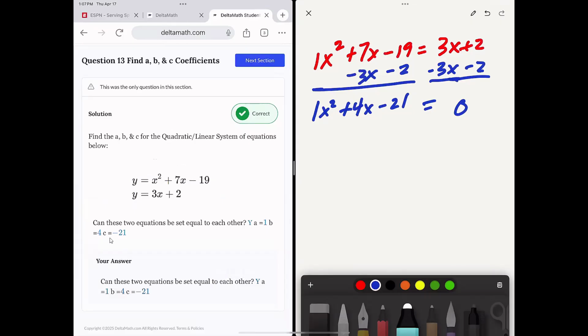All right, so again, in order to find the A, B, and C, the equation has to be equal to 0. If it's not equal to 0, you need to set it equal to 0. Once you set it equal to 0, find the A, find the B, find the C. That's what you're doing every single time for a quadratic.